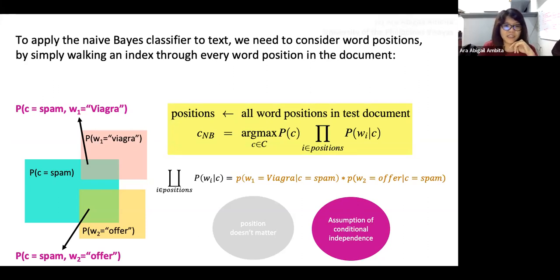To apply the naive Bayes classifier to text, we consider the word positions by simply walking an index through every word in the document, and we compute the independent conditional probabilities. So in this example, suppose we have the words Viagra and offer. We compute the probability that the word Viagra appears given that the class is spam, times the probability that the word offer appears given that the class is spam. We just multiply the probabilities.